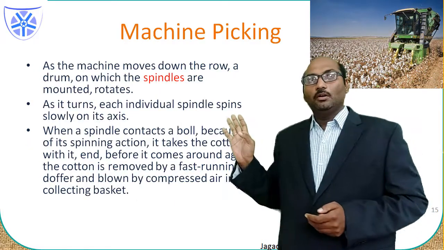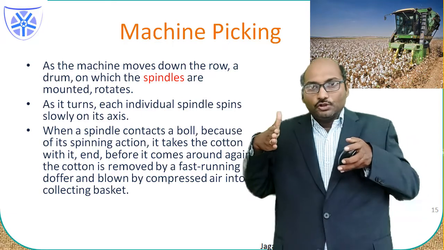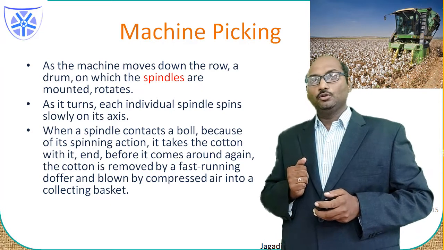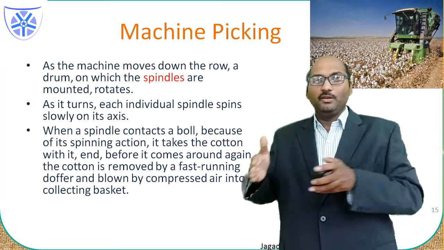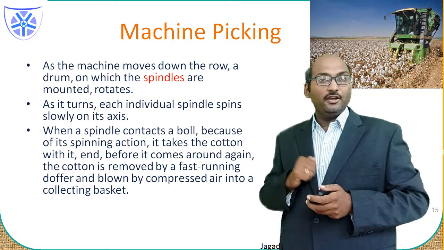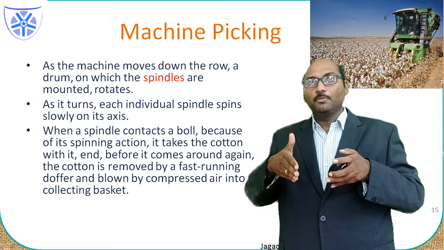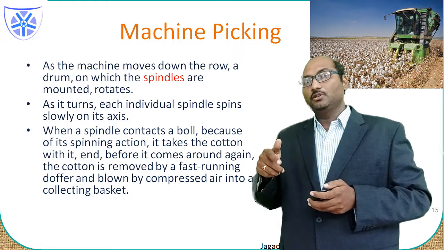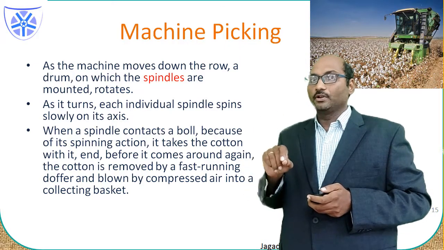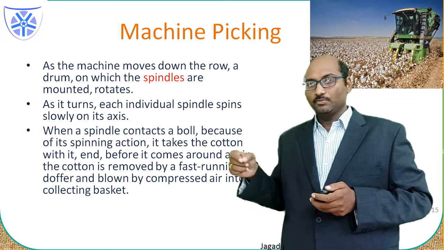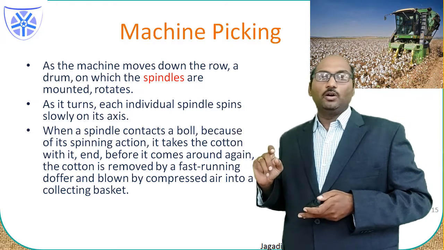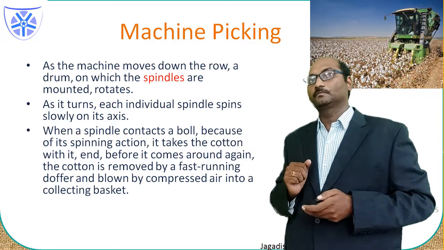This machine moves along the lines of the cotton plants. Each row will have a head. In the figure you can see a two head machine. It keeps on moving, and the spindles on the rotor rotate, the rotor also rotates. Whenever open cotton bolls come in contact, the spindle picks them up and the air conveys the cotton bolls and keeps them separate.